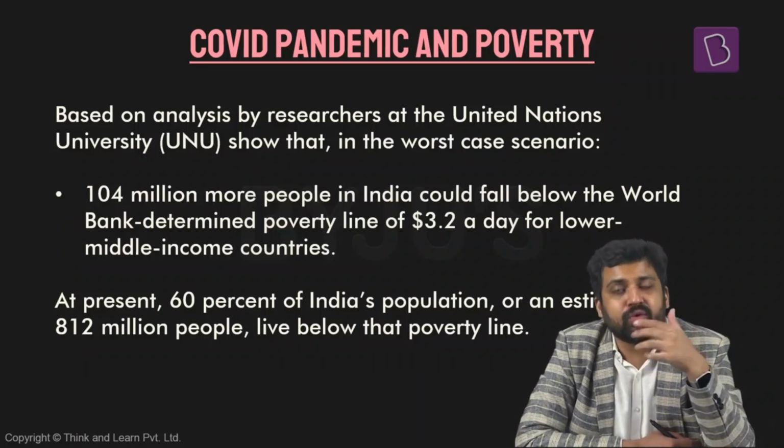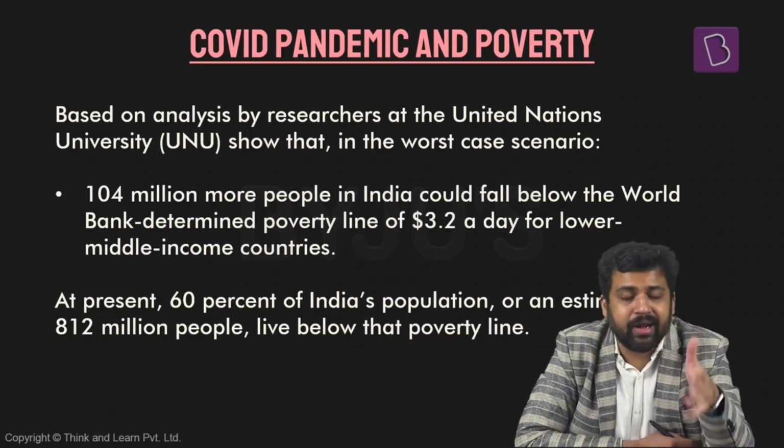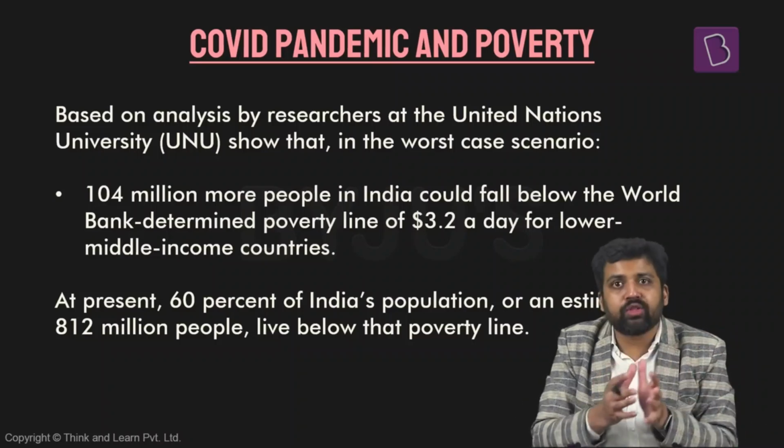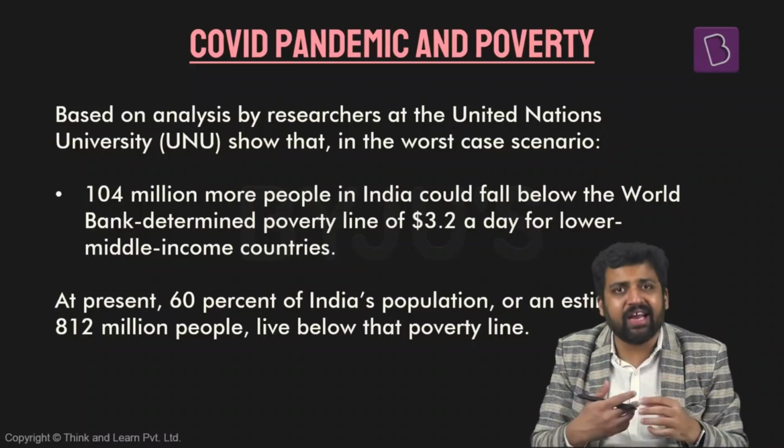So the pandemic is leading to a situation where a lot of people are thrown out of jobs, their salaries are cut, and it's creating a situation of economic uncertainty. So this is how the pandemic and poverty are linked with one another. And different kinds of analysis were out there.